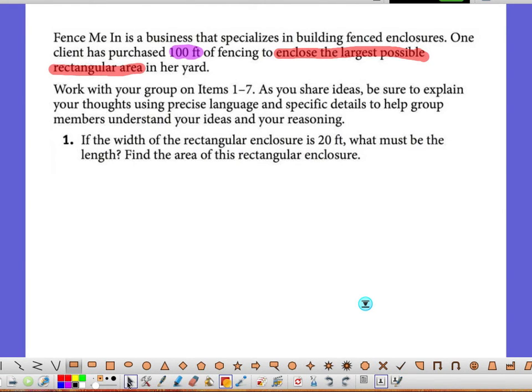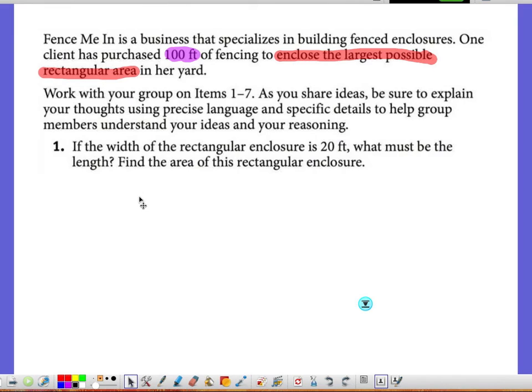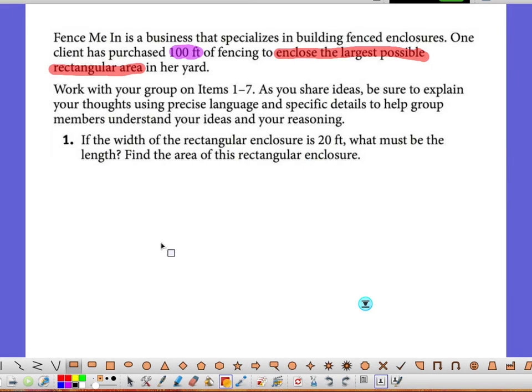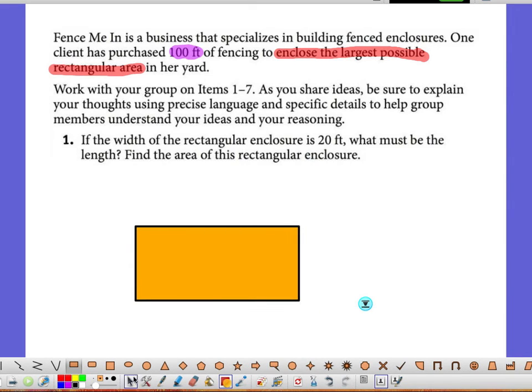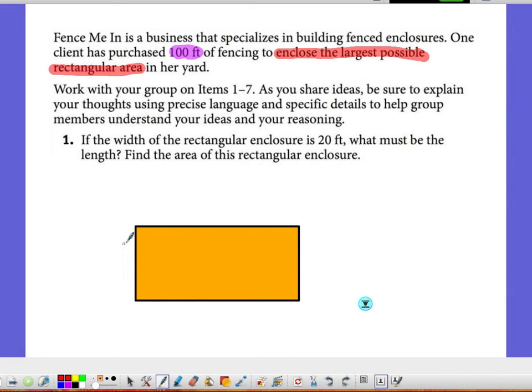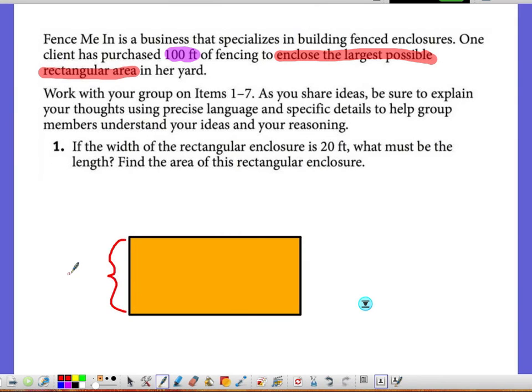Alright, so let's take a look at number 1. If the width of the rectangular enclosure is 20 feet, what must be the length? Find the area of this rectangular enclosure. So it really helps if we go ahead and draw a diagram. There it is. And it tells me that the width is going to be 20 feet.